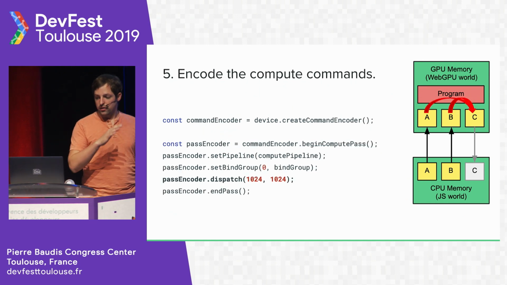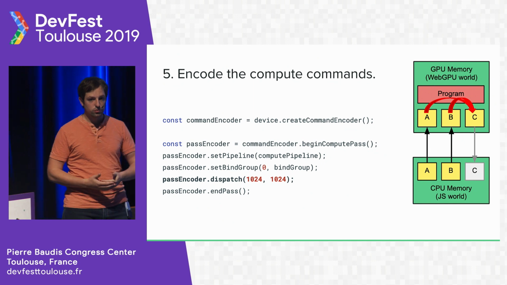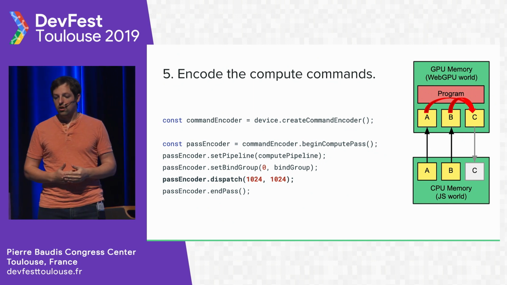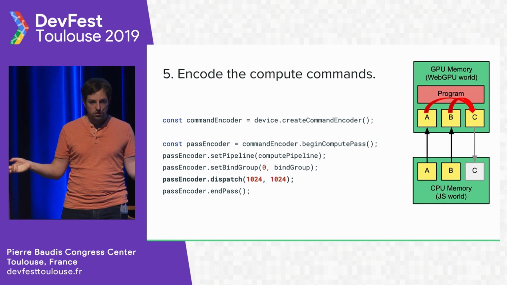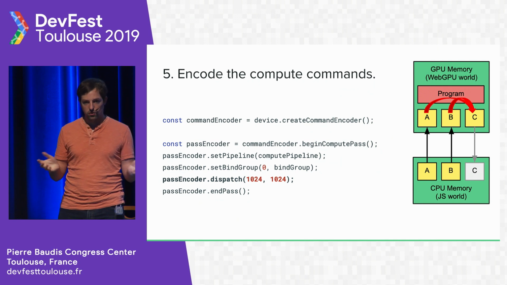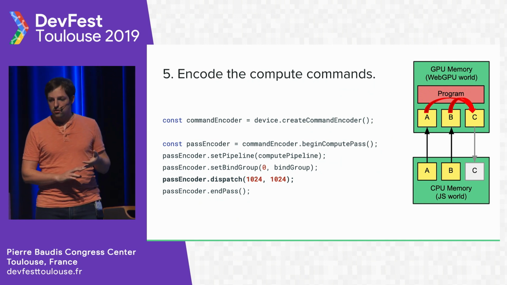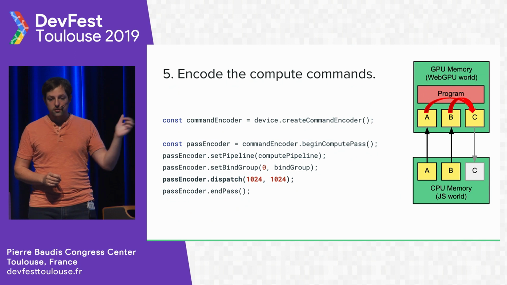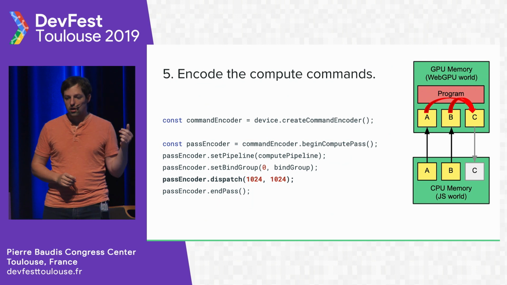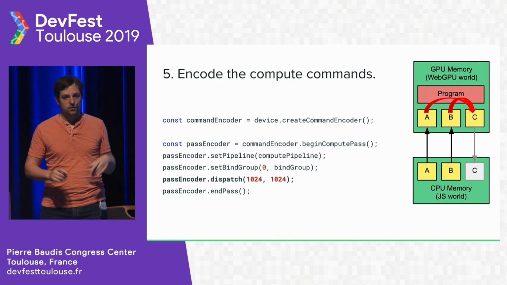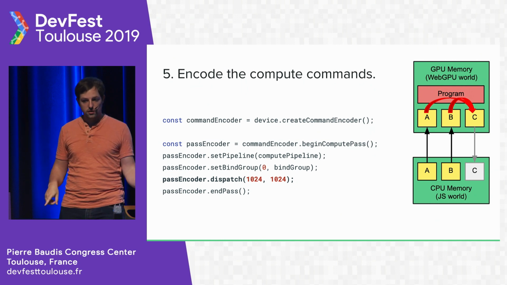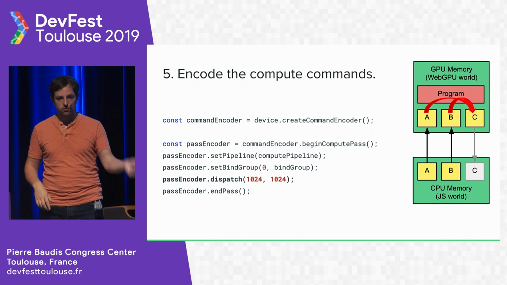Now we have everything ready to do the computations, but we still need to send the commands to actually do the thing. So to do this, we create a command encoder, like we saw before. An encoder is just like a builder object for GPU commands. Then we start a compute pass, set the program, set the resources, run the program. Here we say run the program. Please do it on all the cells of the C matrix by saying run on 124 by 124.